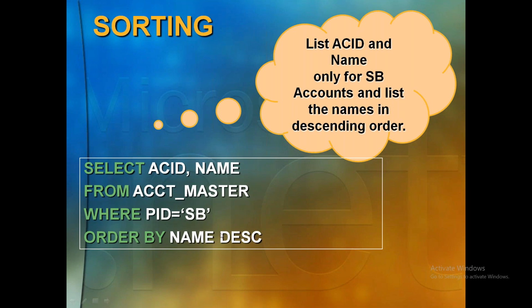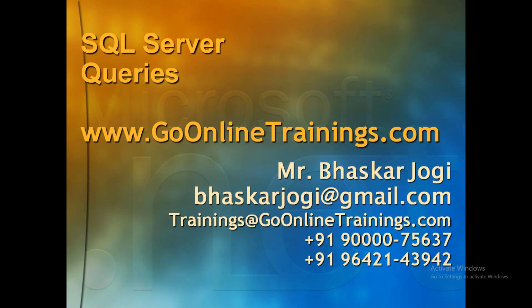If you don't mention anything, by default it is ascending order, and if you want to mention descending or ascending, you can mention it. So this is how the order by clause is going to work. Am I clear? Let me tell you some more things.